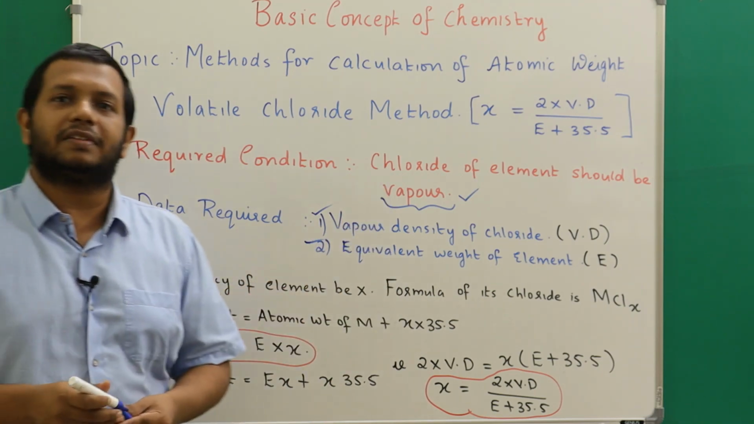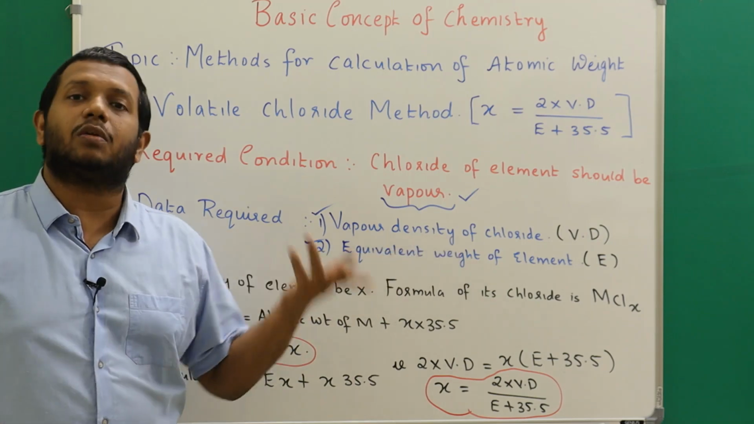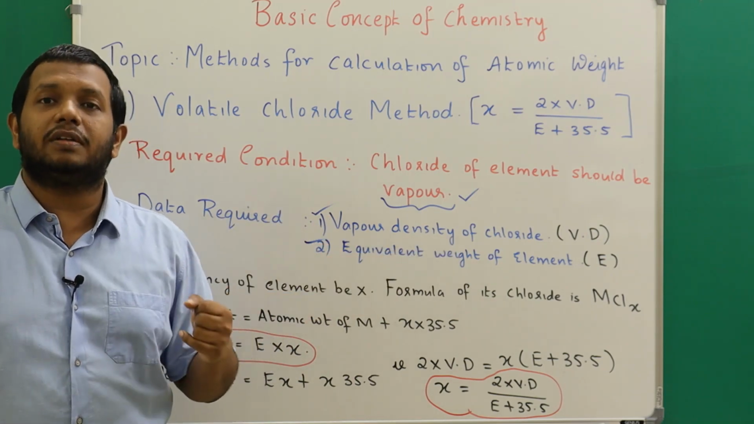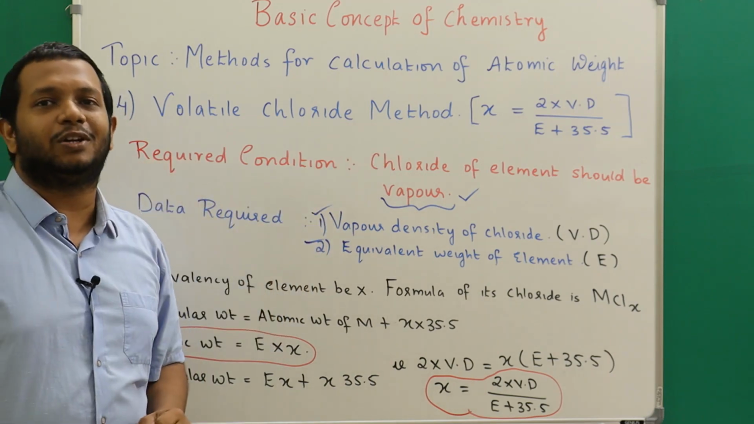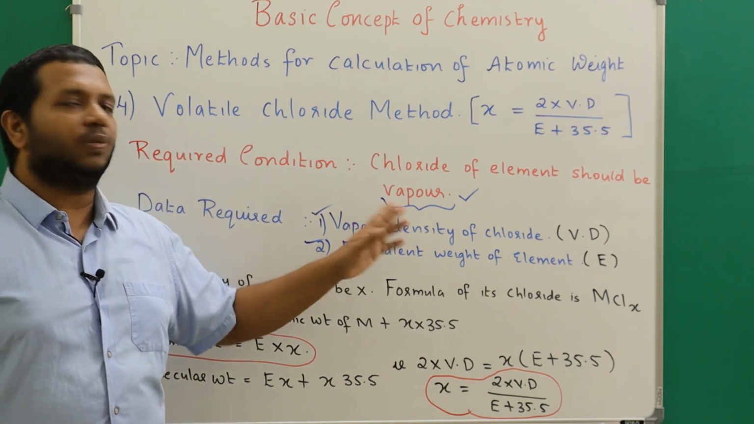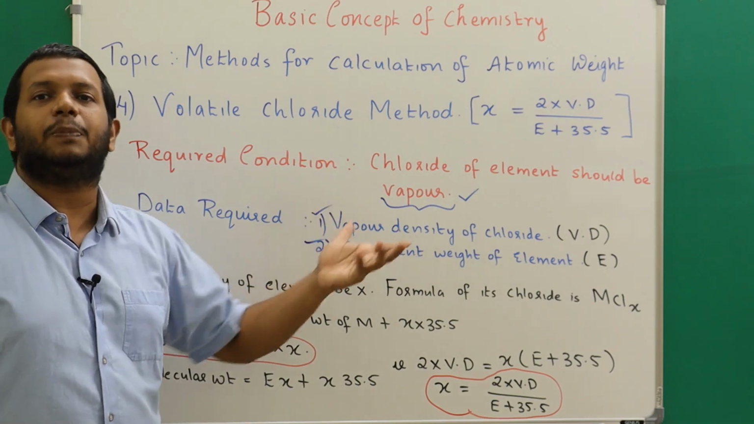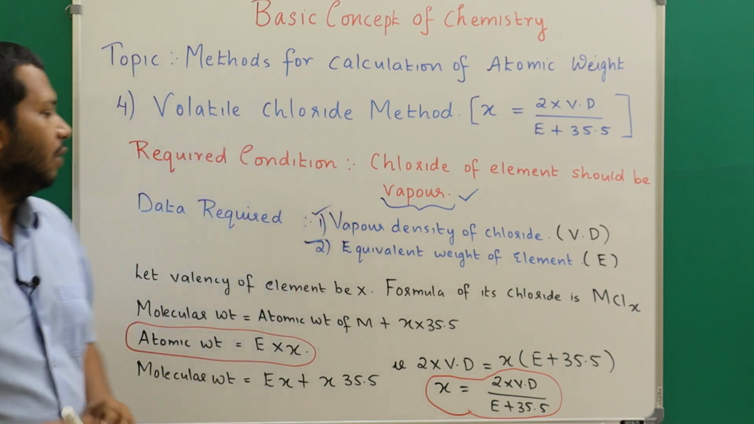So many students will say, sir, if I know the equivalent weight, I can calculate the atomic weight, right? How is it? Atomic weight is equal to equivalent weight into valency. Valency you need to find out. That is where this method will help you. This method will help you to calculate the valency. How are we doing it?